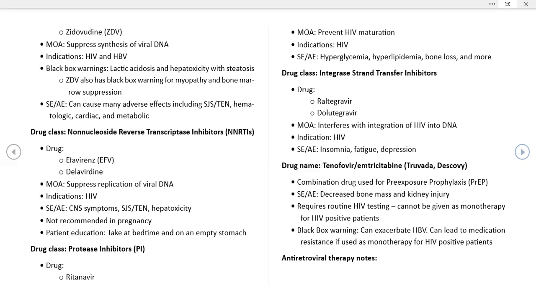Next, we have the integrase strand transfer inhibitors, the ISTIs, and this includes raltegravir and dolutegravir. And this one works by interfering with the integration of HIV into our DNA. This is obviously used for HIV, and it can cause insomnia, fatigue, and depression. So those are the 4 primary drug classes, and this is evolving. It's current as of today, but this is evolving as we continue our development of treatment for HIV.